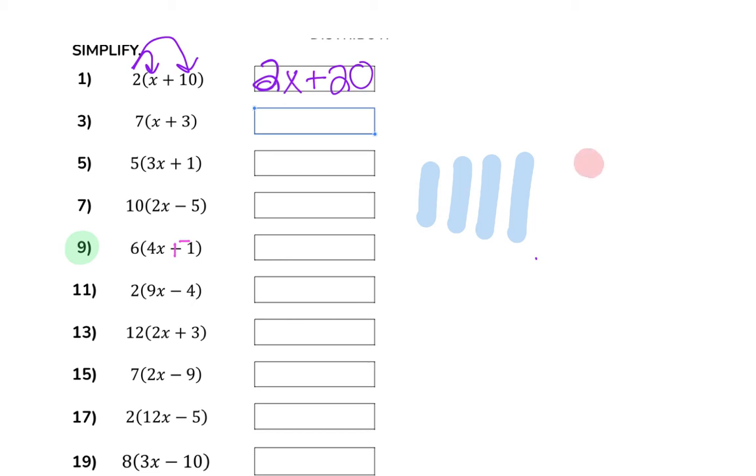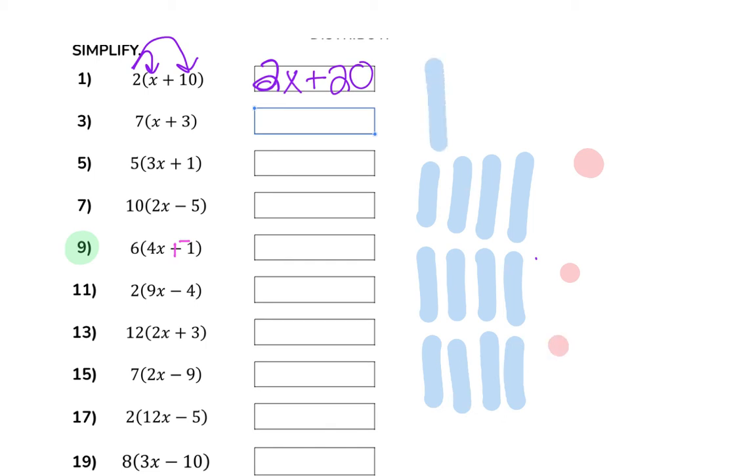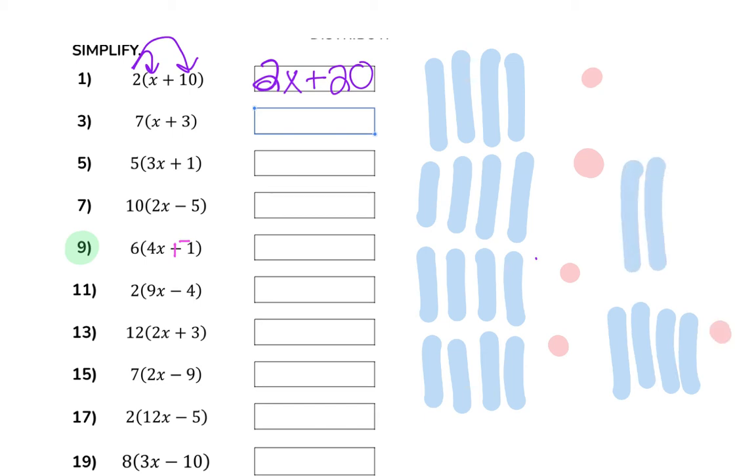And then you've got 6 groups just like that. So 1, 2, 3, 4, and a negative 1. 1, 2, 3, 4, and a negative 1. I'm going to go up here, 4 more x's, and a negative 1. I'm running out of space. 1, 2, 3, 4 x's, and a negative 1, and 4 x's, and a negative 1.